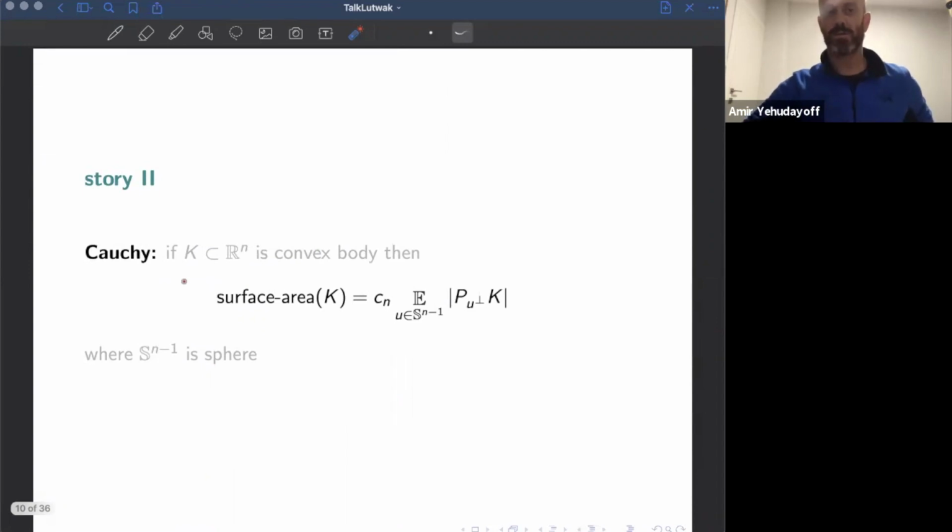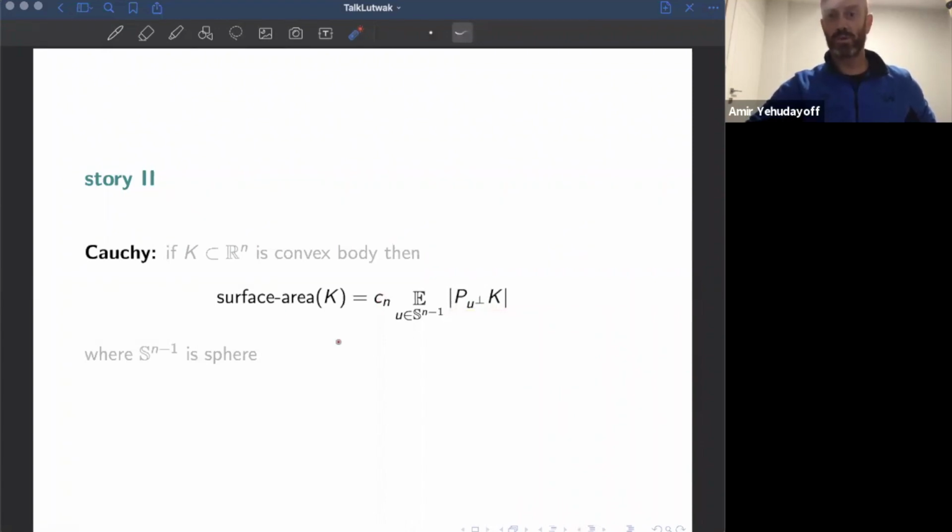The first statement is a theorem of Cauchy, which says the following: you can compute the surface area of a convex body by projections. You choose a random projection onto a hyperplane and measure the expected value. And this expected value is, up to some constant, equal to the surface area. Okay, so this is Cauchy's theorem. And again, the constant you can easily compute by plugging in a ball. If K is a ball, all of its projections are a ball. So it's very easy to compute the constant if you wish.